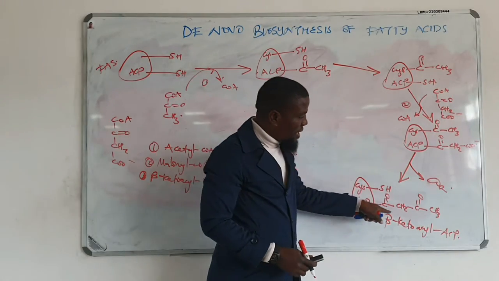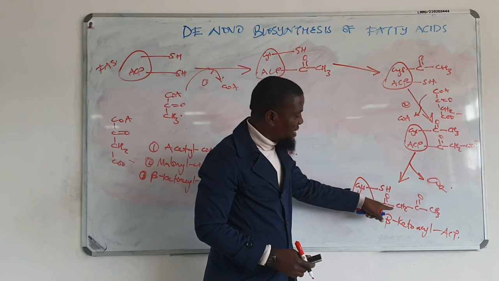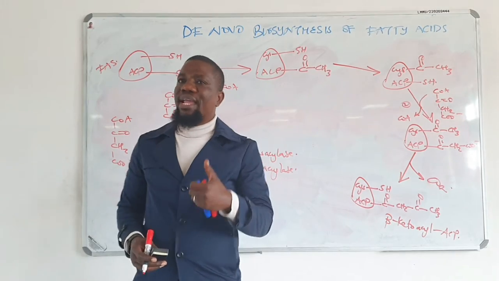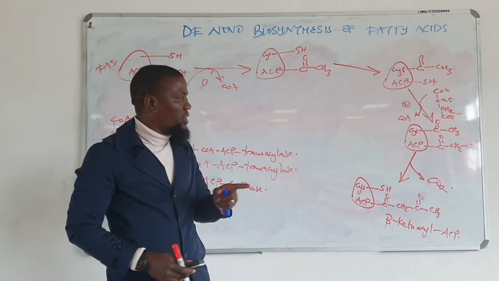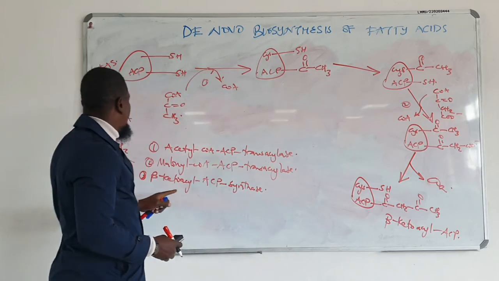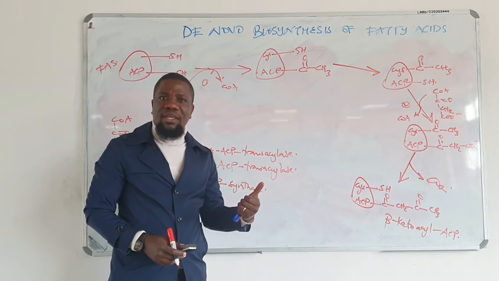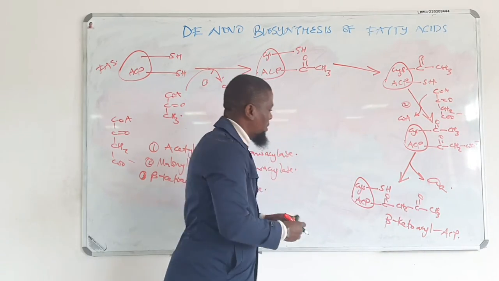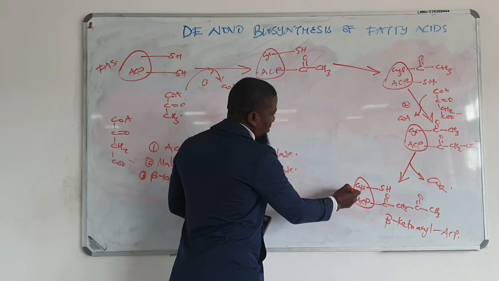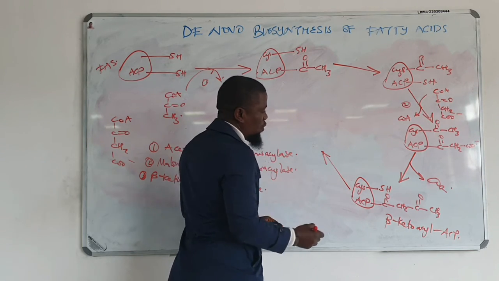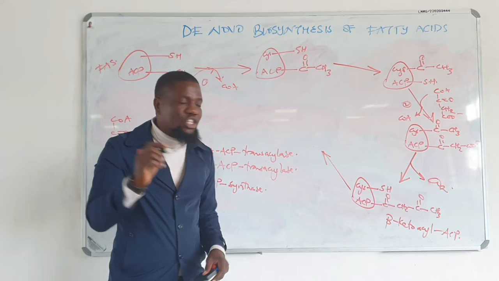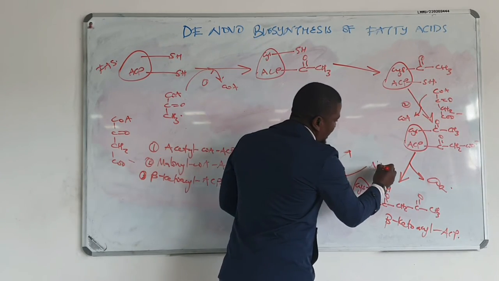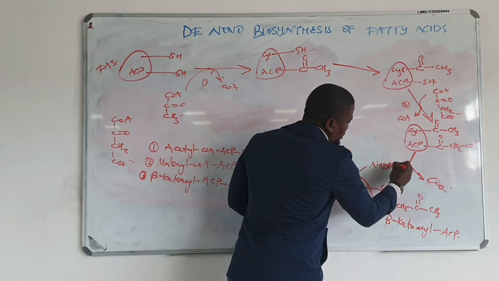Alright. The next reaction is that this beta keto ester is going to undergo its first reduction reaction. So you have seen the first condensation reaction. The next thing you're going to see is the first reduction reaction. So this will get reduced. The reduction is going to be done with the help of NADPH plus H plus.